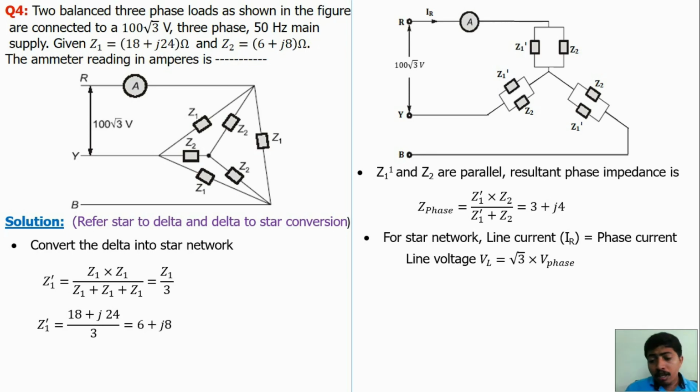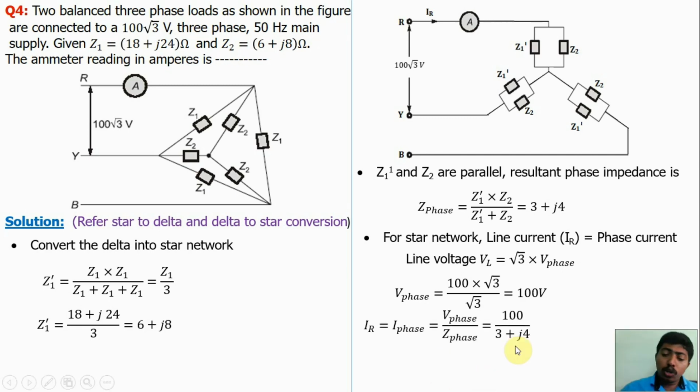So, find the phase voltage. Here the line voltage is given. VL is equal to 100 into root 3. Substitute here, you will get phase voltage is equal to 100 volt. Now find the phase current. Phase current is equal to phase voltage by phase impedance. Here the phase voltage value is 100, phase impedance value is 3 plus J4.